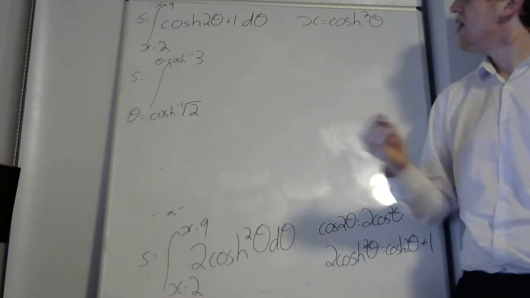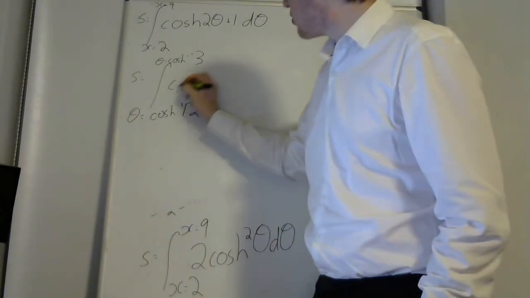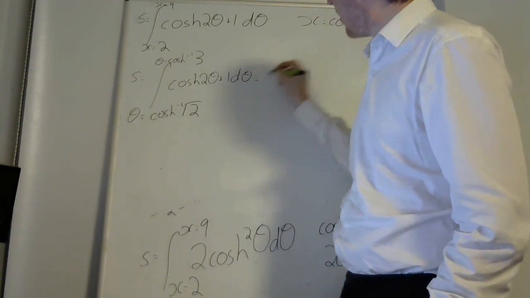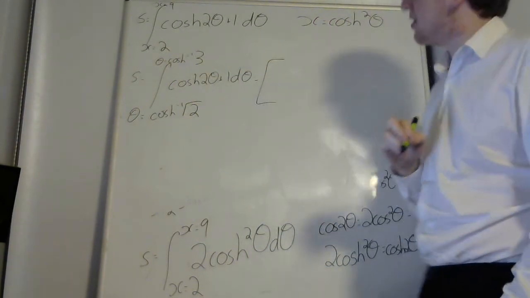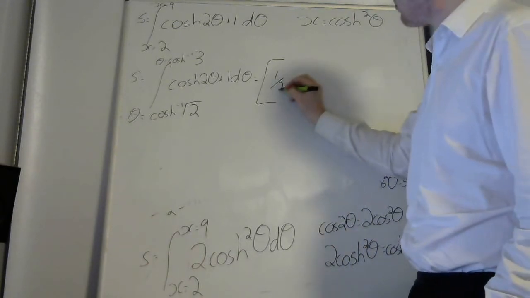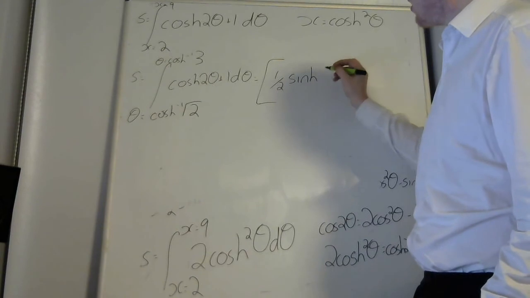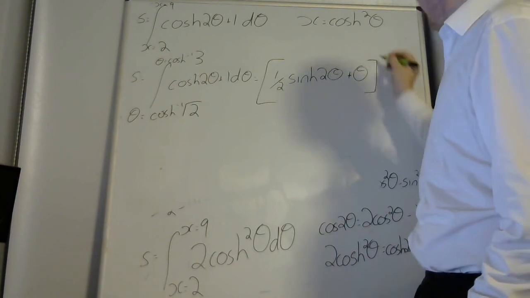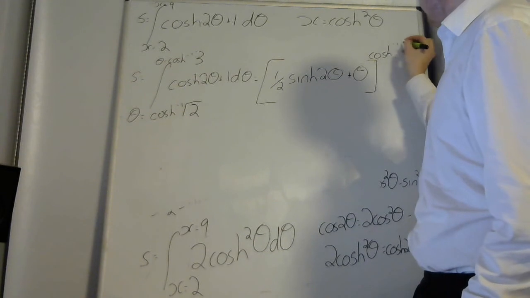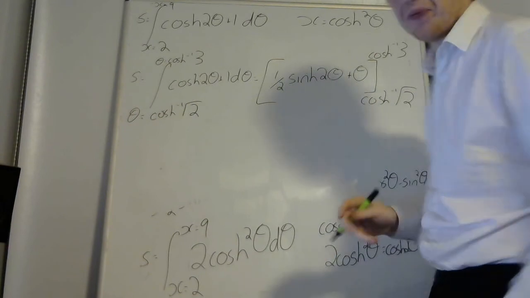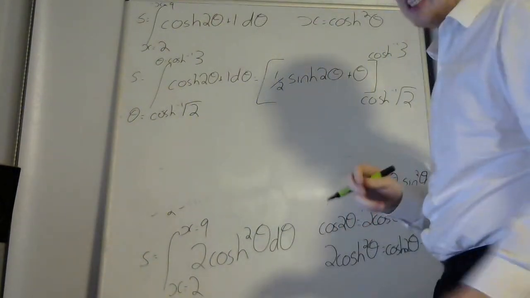Oh well. And the integral is the same. Cos 2 theta plus 1 d theta. Integrate that. Should be no problem for you guys. That's a half sine 2 theta plus theta, and that's between cos minus 1 of 3 and cos minus 1 of root 2. And now we expand that expression to get to the answer.